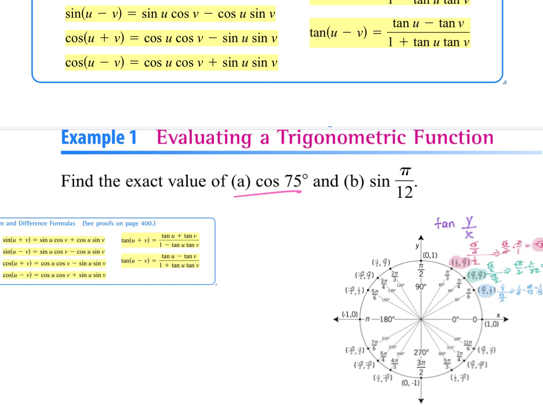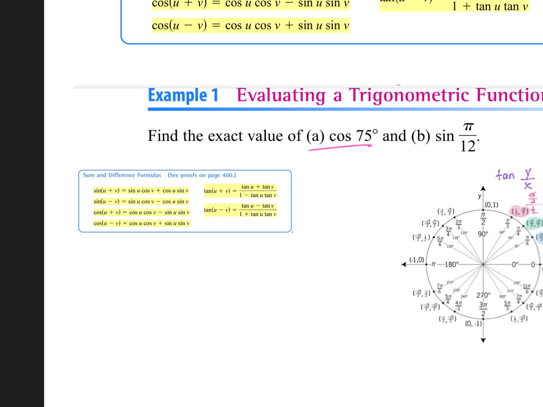So 75 is not on the unit circle. But 75 is made up of two numbers that are on the unit circle. So what plus what? Some two numbers that are on the unit circle give us 75. 30 and 45. So I would say cosine of 30 plus 45, which is the same thing as saying the cosine of 75, because we're just adding them together.